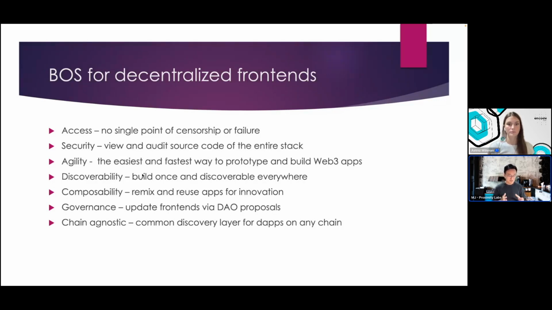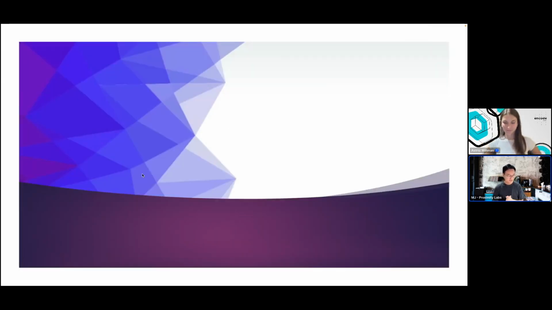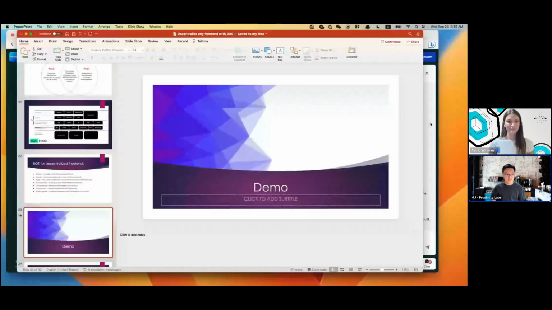And finally, as I mentioned earlier, the blockchain operating system is chain agnostic, which means that you can use it to create front ends that work with smart contracts on any blockchain, which I will also show you in a minute. All right, so without further ado, let's take a look at a demo of the BOS. Let me switch to my browser.